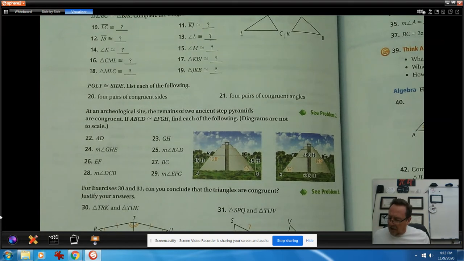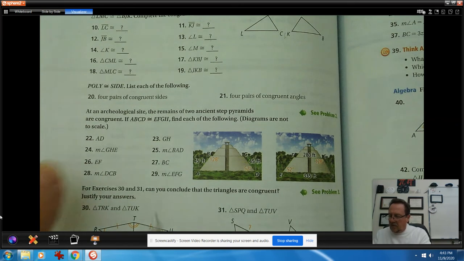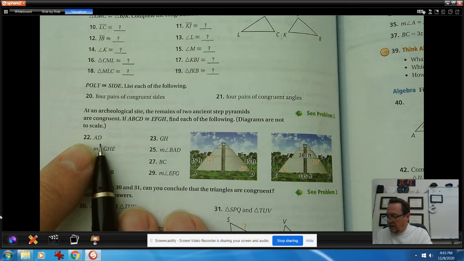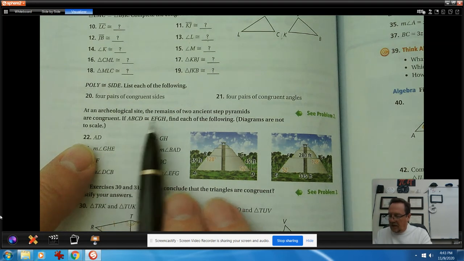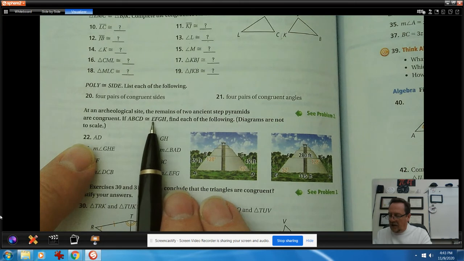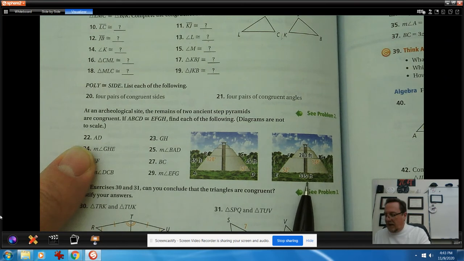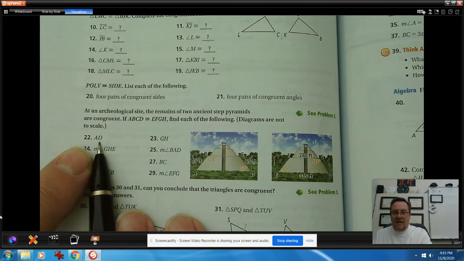Down here it says an archaeological site that remains has two ancient step pyramids that are congruent. If one of those is congruent to the other, find each of the following. Diagrams not necessarily to scale. Once again, AD. Now, there's no segment symbol above here, right? So it's talking about the measure of AD. What is the measure of AD? Well, I know from the way that they're listed that AD matches to EH, and that EH in my diagram is 335 feet. So where it says AD, I write 335 feet, because this question is asking for its measurement.